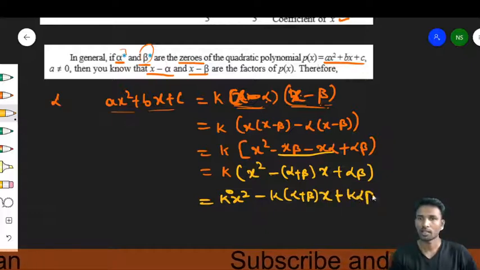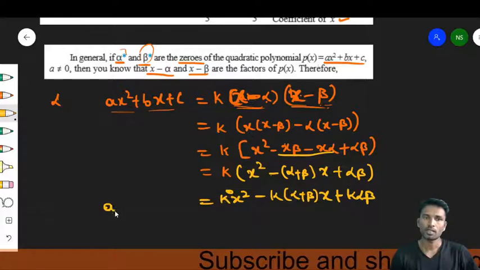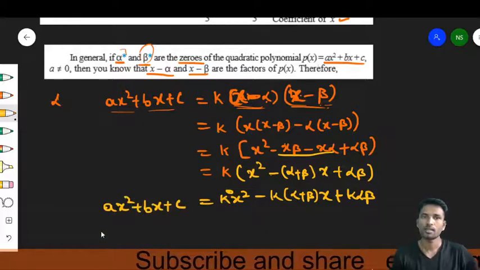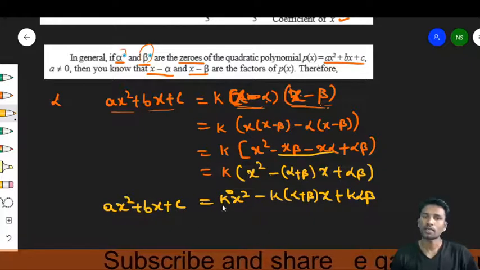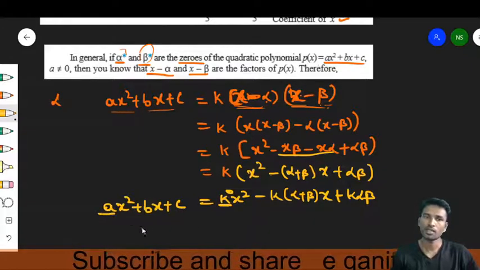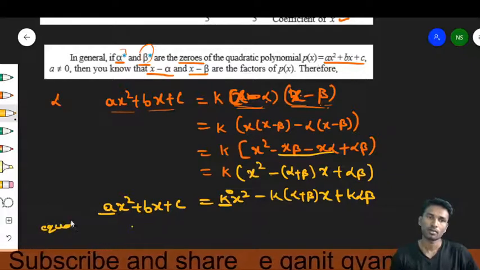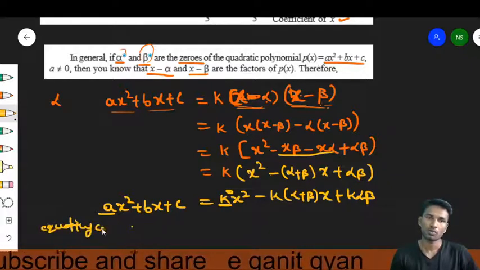What is it equal to? ax square plus bx plus c. If we make the coefficients equal, this k and a must be equal, equating coefficients.